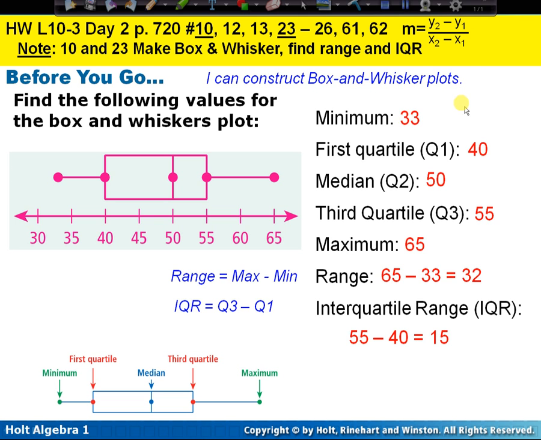Alright, go ahead and check your answers and see if you got those correct. If not, please change and fix them. Your homework's written at the top in the yellow, so you can go ahead and write that down. Okay. You can go ahead and get started on your assignment. That is the end of your video. Thank you for watching. Please note on the homework that 10 and 23 are underlined because you have to make a box and whisker plot and find the range and the interquartile range for both of those problems.